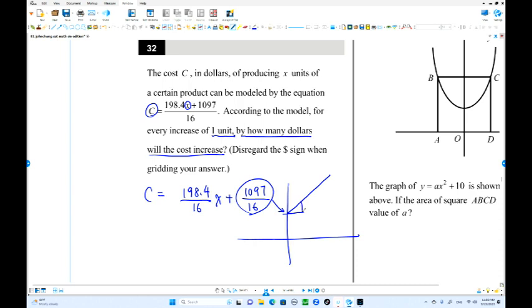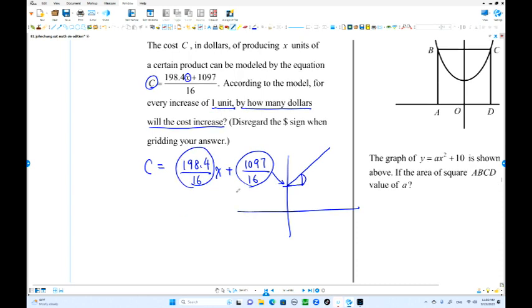If 1 unit increases, they increase by this slope, right? Yeah, that's the answer. So 198.4 over 16, I'm sorry, 16. I'm going to use my calculator, okay? 198.4 divided by 16, which is what? 12.4, okay? Every 1 unit increase, 12.4 increase in the cost, okay? That's the answer.